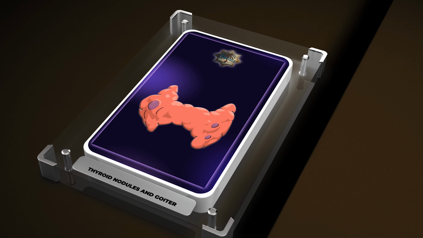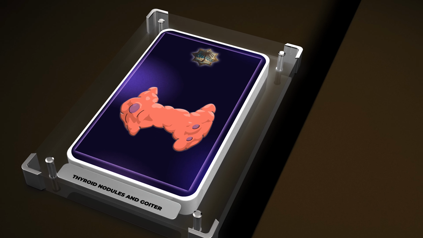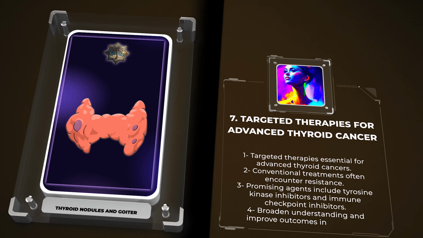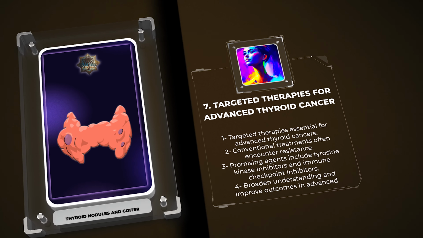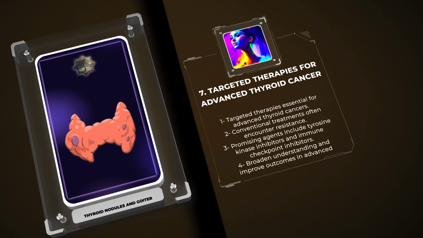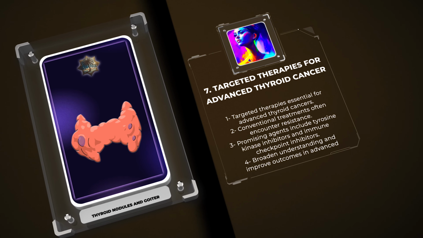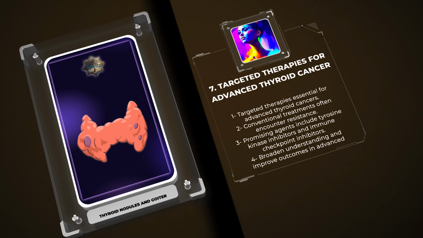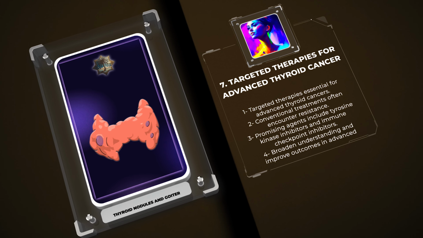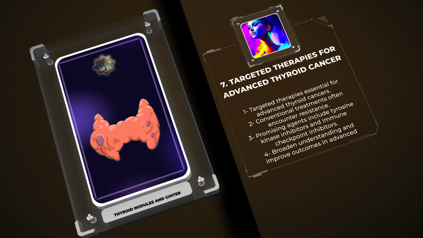As we delve into the realm of advanced thyroid cancers, it is essential to consider targeted therapies, as conventional treatments often encounter resistance in these cases. There are several promising agents worth exploring in the field of advanced thyroid cancer treatment. One notable class is tyrosine kinase inhibitors, which work by inhibiting specific enzymes involved in cancer cell growth. Additionally, immune checkpoint inhibitors have shown potential in activating the body's immune system to target and kill cancer cells effectively. By delving into these targeted therapies, we aim to broaden our understanding and improve outcomes for patients with advanced thyroid cancer.